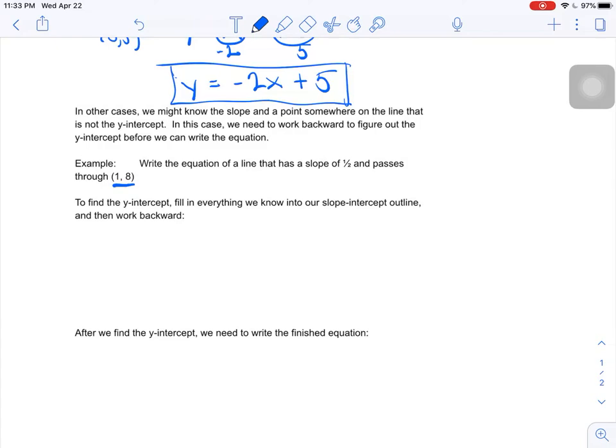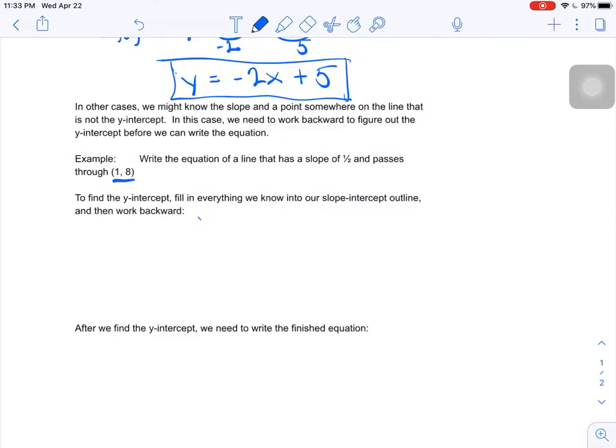So the way we could figure that out is to basically take everything we do know and fill it into our outline. So we do know that the slope is 1/2, so we can put that in its spot. And then remember, the x and the y are inputs and outputs. Every time you're given a point, you're being given an input and an output. So this is basically telling you x is 1, y is 8. So if I put in a 1, I get out an 8.